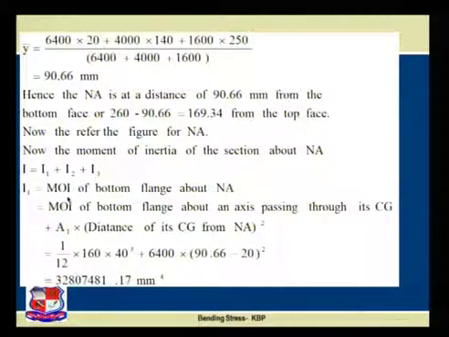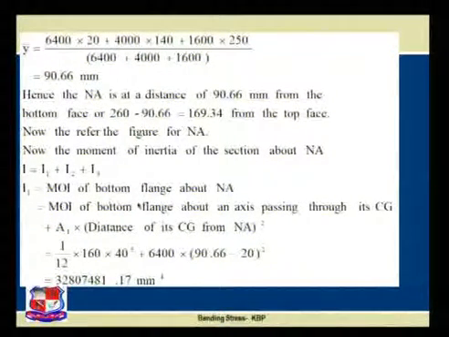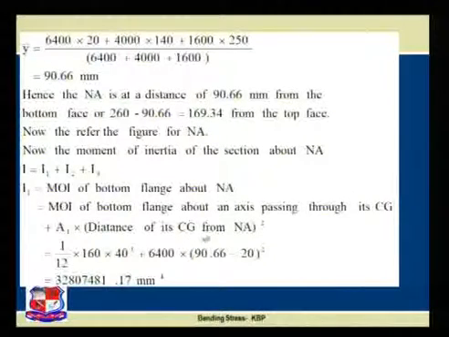The moment of inertia of the bottom flange about the neutral axis is nothing but the moment of inertia of the bottom flange about an axis passing through its CG or centroid, plus A H square, that is A1 multiplied by the distance of its CG from the neutral axis.